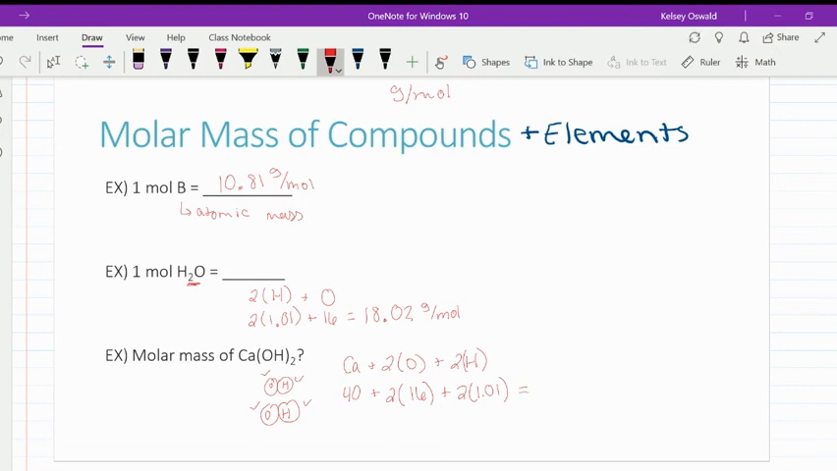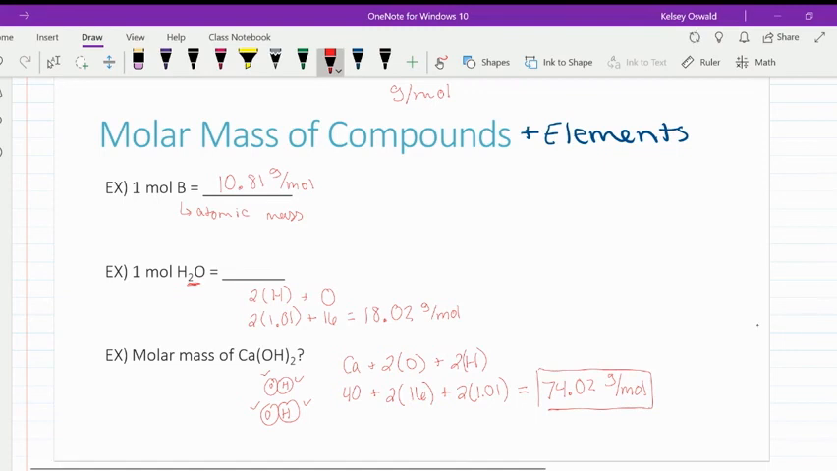So when we add those together, we'll find that Ca(OH)2 has a molar mass of 74.02 grams per mole. So 74.02 grams of calcium hydroxide and 1 mole of calcium hydroxide are the same thing.